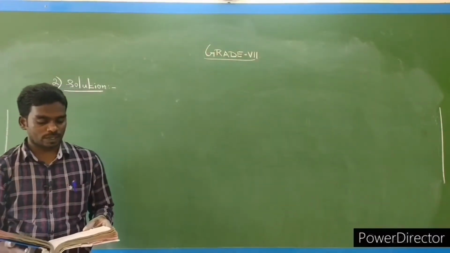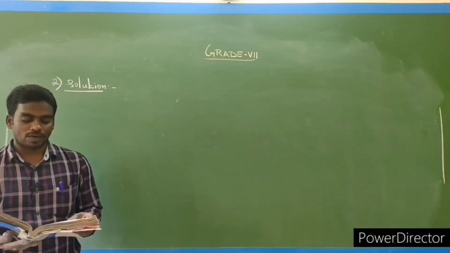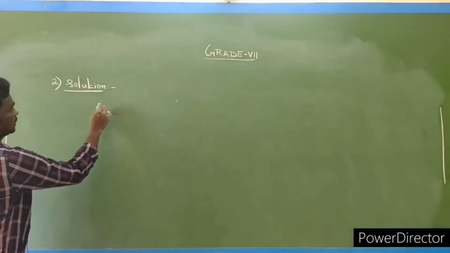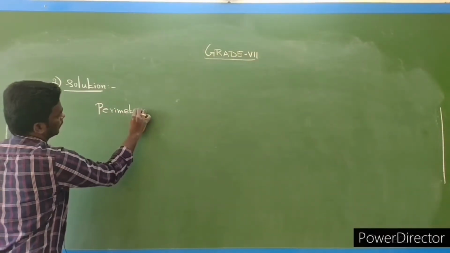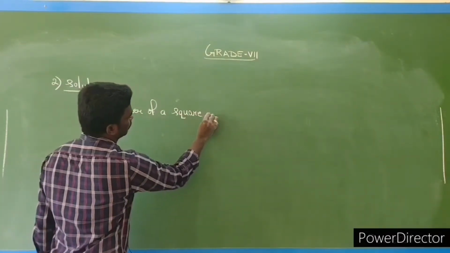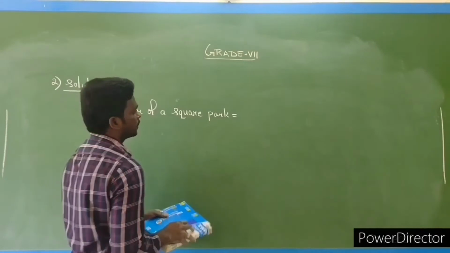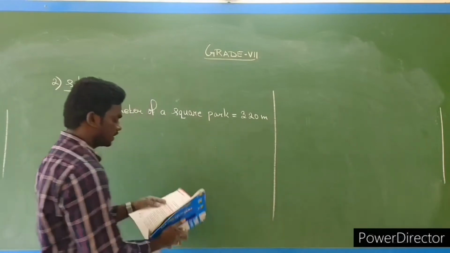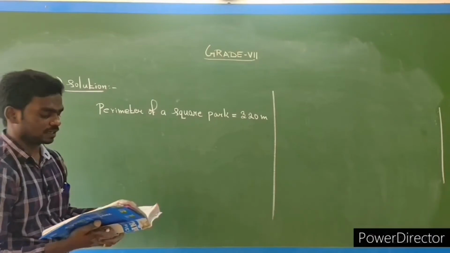Next, our second question. Find the area of a square park whose perimeter is 320 meter. Here, perimeter of a square park is equal to 320 meter. We want to find the side of a square.